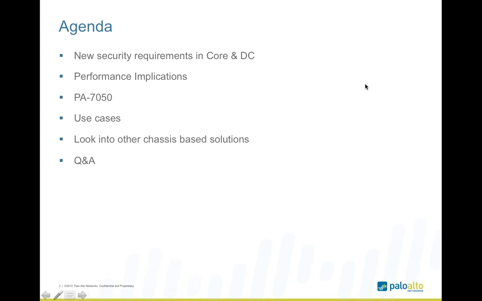Then we'll continue through the use cases. I'll share with you a couple of use cases where you can benefit from the 7050, how it can help you. And then we'll look into the other chassis-based solutions that are available in the market today, and what are the benefits and the superiorities of our solution when you compare it to the chassis-based, other firewalls in the market that claim that they are able to also provide you some sort of next-generation security functionalities.